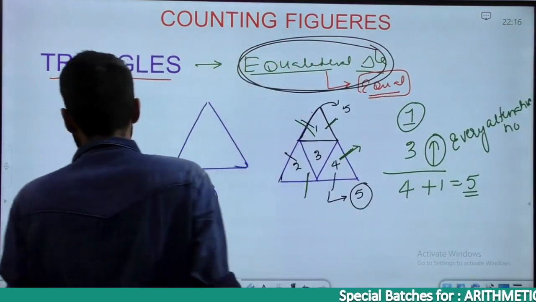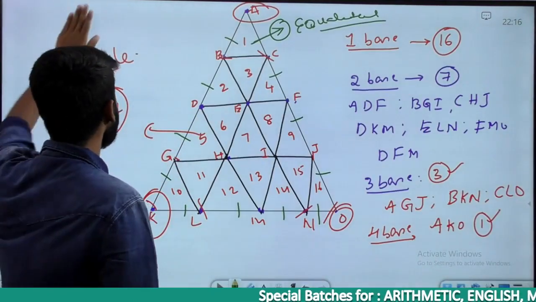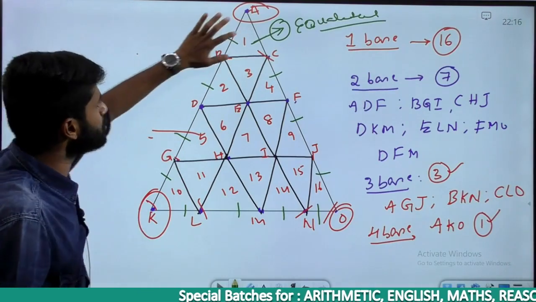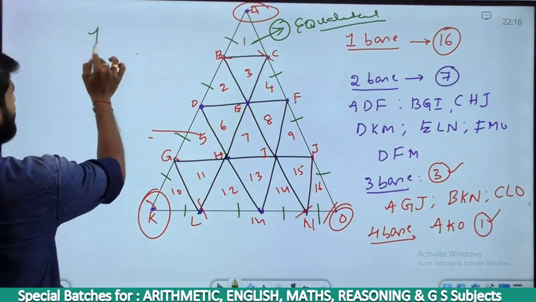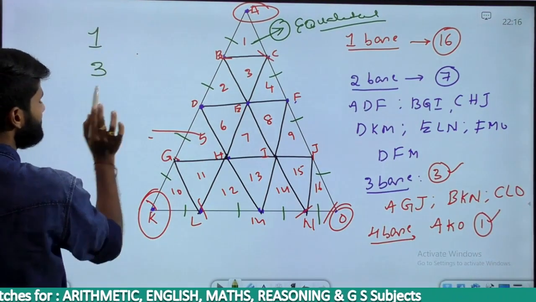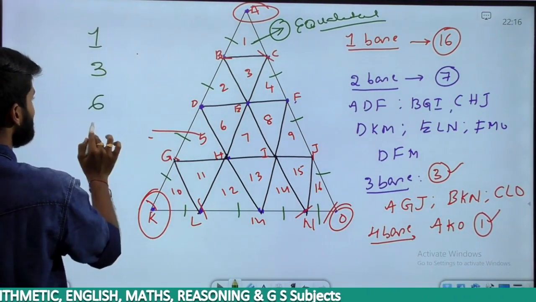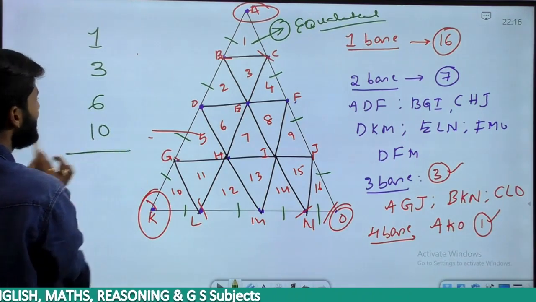Same way, for example, this is the figure given, find the total number of triangles. It means we have 4 bases, so consider the first 4 numbers. What are the first 4 numbers? 1 plus 2 is equal to 3, 3 plus 3 is equal to 6, 6 plus 4 is equal to 10. So simply add all the numbers.